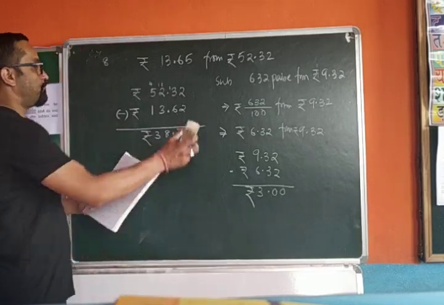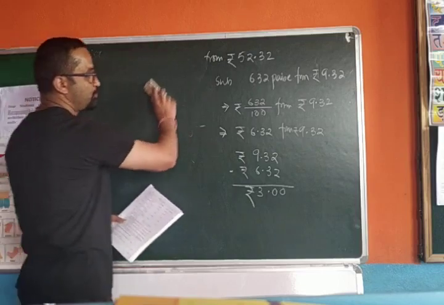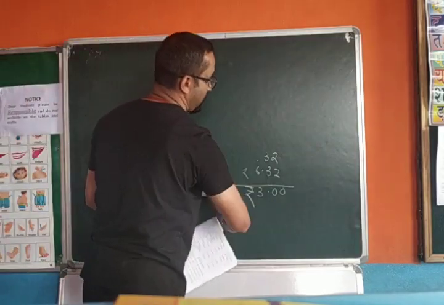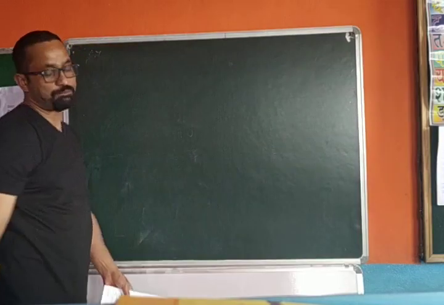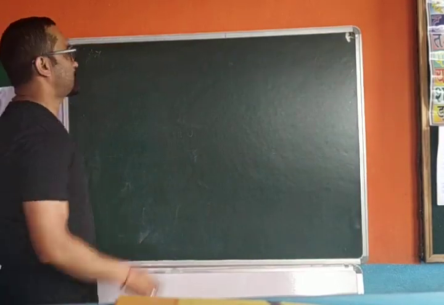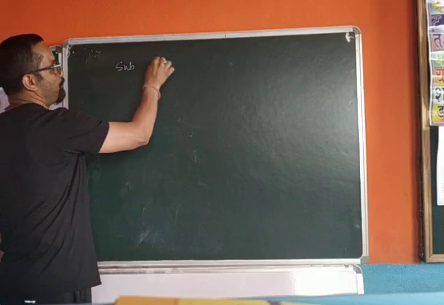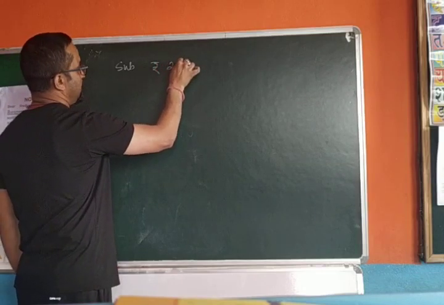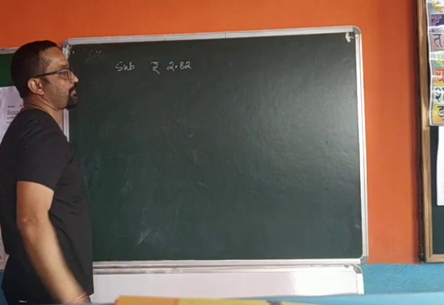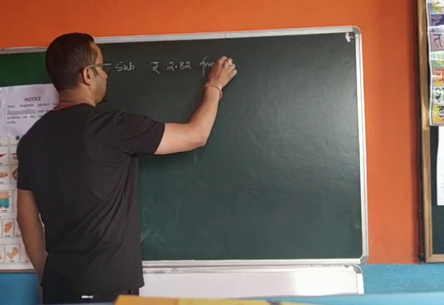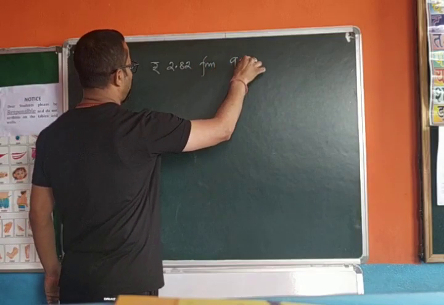There are 3 sums. Okay, let's do one more example. Subtract rupees 2.82 from 981 paise.